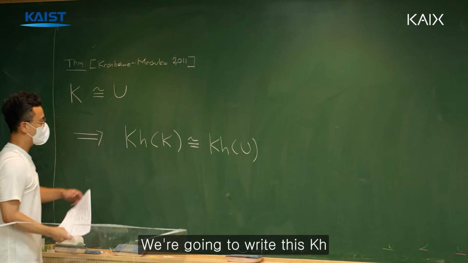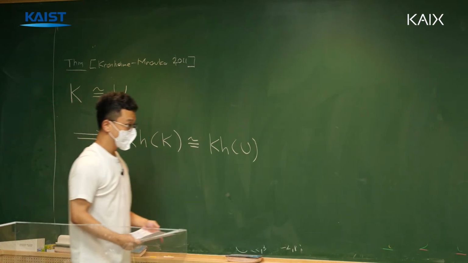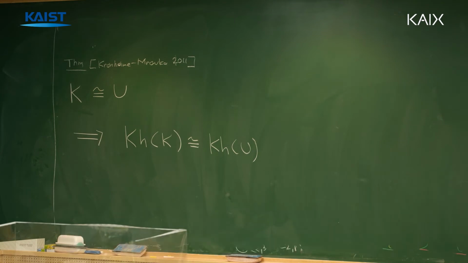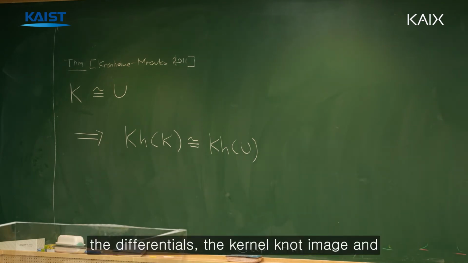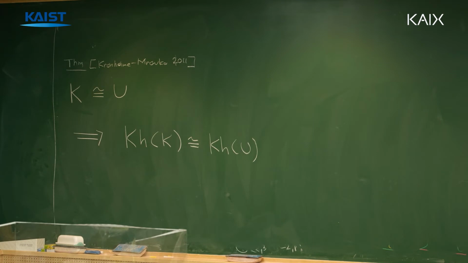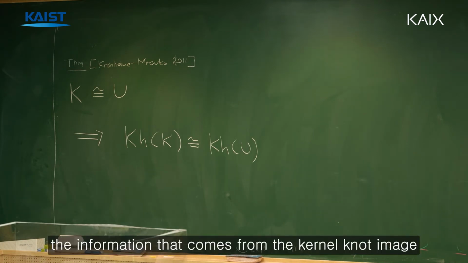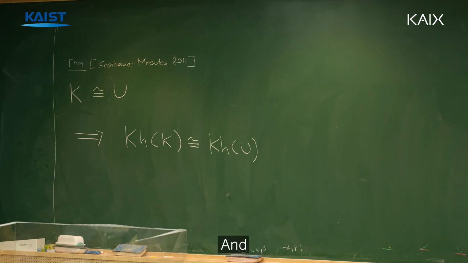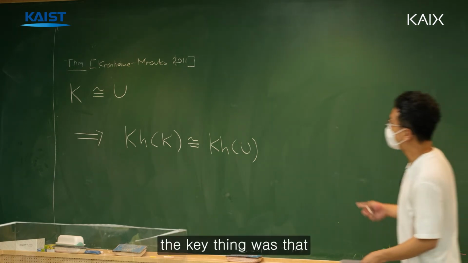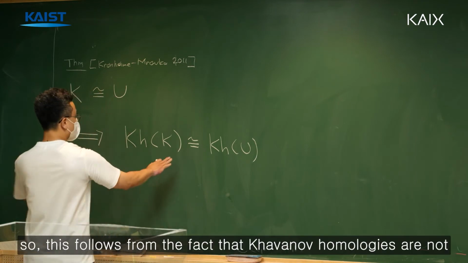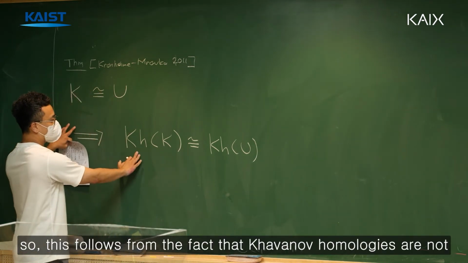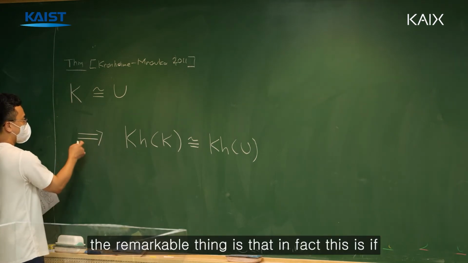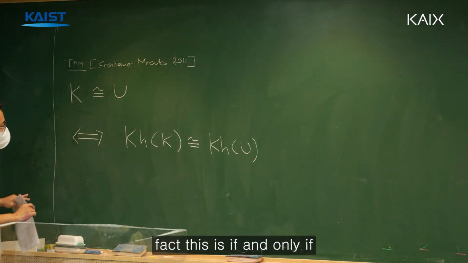Okay, so when I write this KH, there's a whole bigraded chain complex where you take the differential, so kernel mod the image, and the information that comes from the kernel mod image, we are going to call this KH. And the key thing was that this follows from the fact that Khovanov homology is a knot invariant, and the remarkable thing is that in fact this is if and only if.